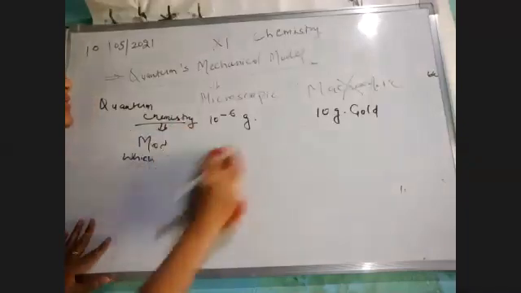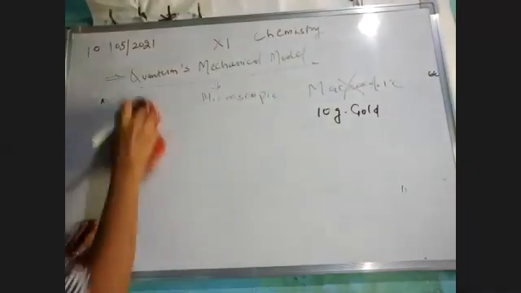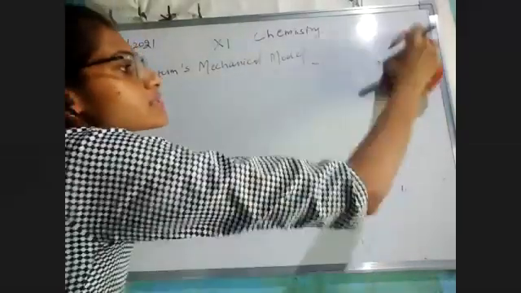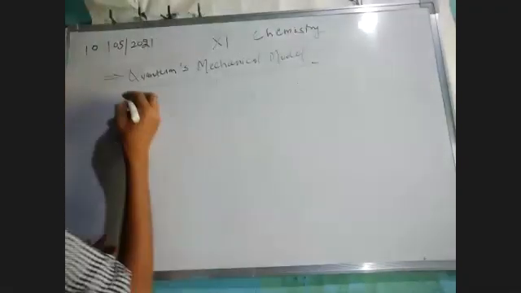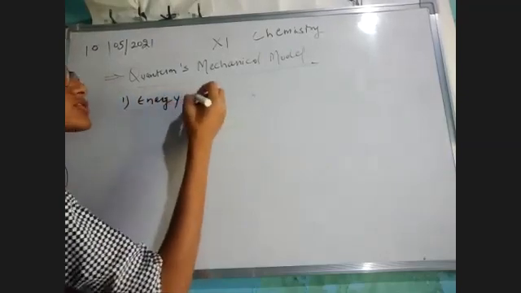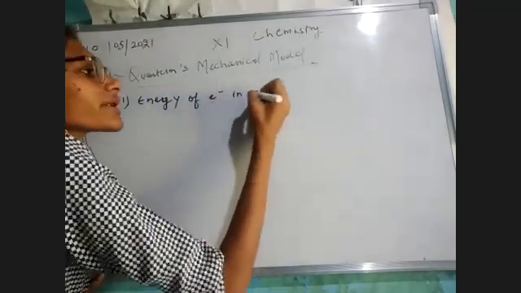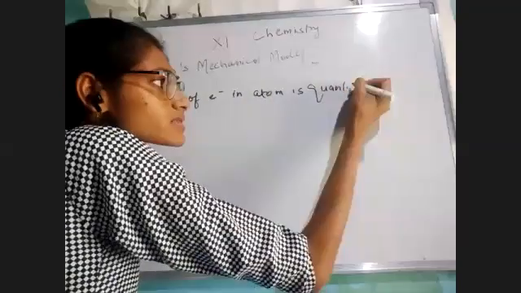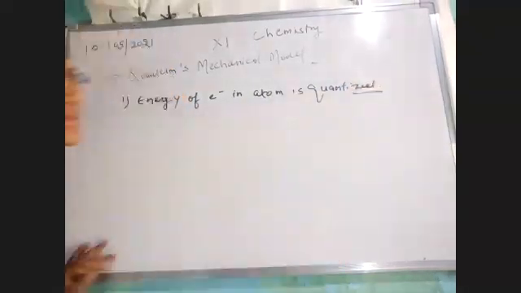So he has given us basically 4 to 5 postulates, and each postulate told us a new concept, a new idea. First one, he told us the electrons in an atom are quantized. First, he told us that the energy of an electron in an atom is quantized. What is quantized? What is quantized?